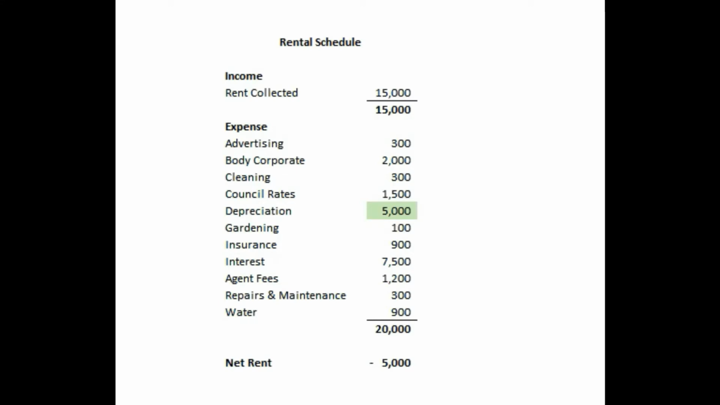This is something similar to what comes out of your tax return. So up the top here, we've got rent collected $15,000, advertising, your various expenses $300, body corporate, your strata fees $2,000, cleaning, council rates, depreciation. I've highlighted this because this is a non-cash expense. I'll come back to that. Gardening, insurance, interest on the loan, agent fees for managing the property, repairs, water, $20,000 total expenses to make a net rent loss of $5,000.